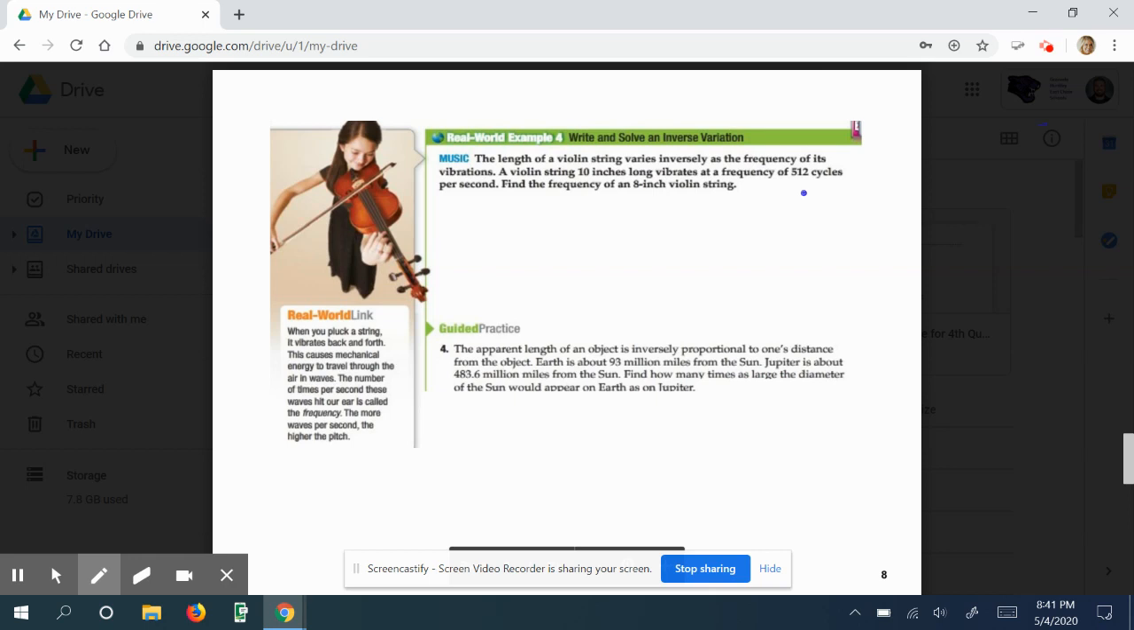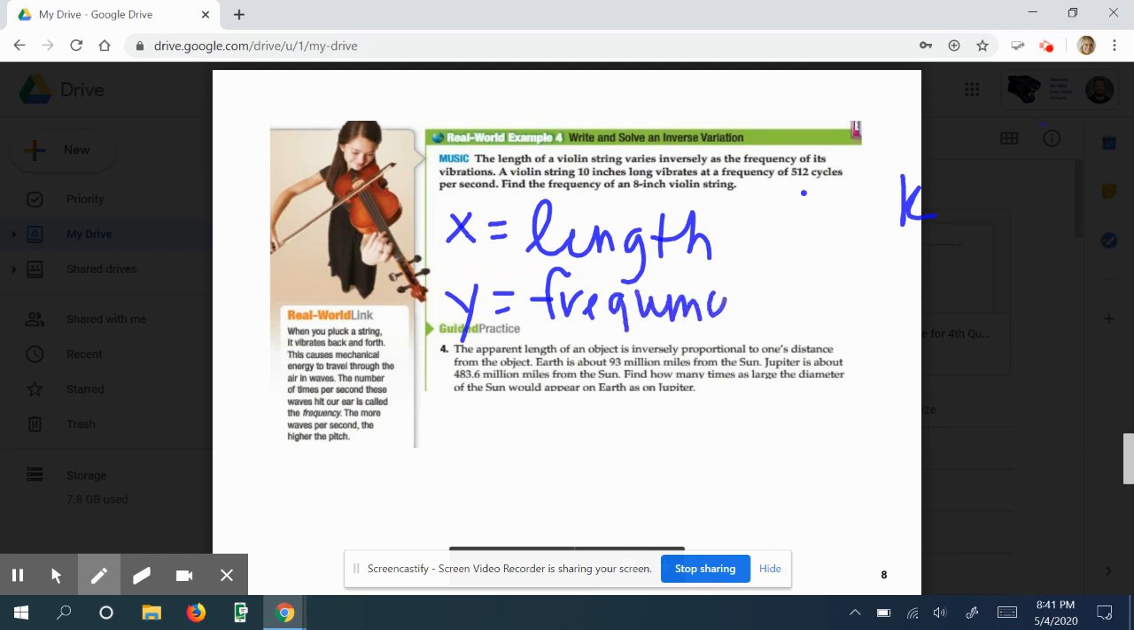So if we think of this, right, we don't know what k is, but we know x and y. So if x is equal to our length, right, and y is equal to our frequency, okay, we can do this. We can say, well, 10 inches, 512, so 10 times 512 is going to equal our k, right? Which in our case would be 5,120. So k in our case is going to be 5,120.